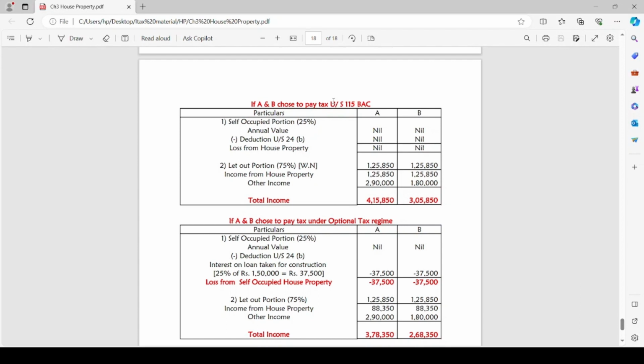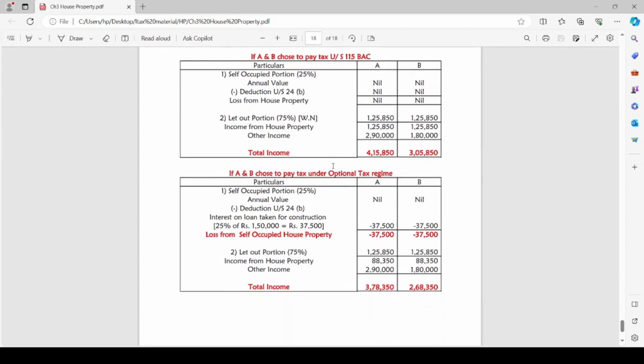Either in the case of Mr. A or Mr. B, when the property is self-occupied and they are paying tax under section 115BAC under the default tax regime, they will not get any income nor any loss. They will not incur any loss. So, the annual value is nil. Deduction under section 24B is nil, and loss from the house property is also nil. There is neither income nor loss.